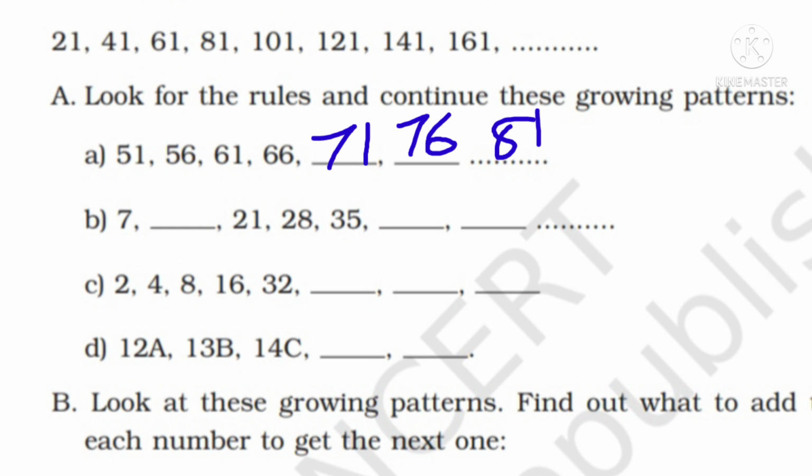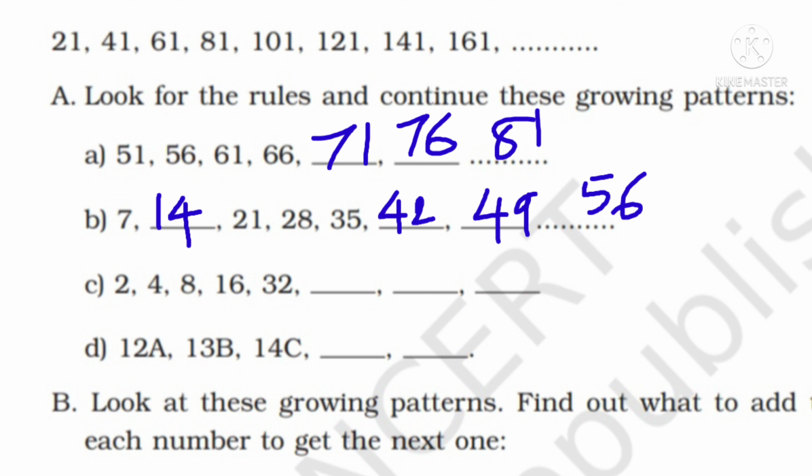7, 14, 21, 28, 35. On seeing this, what can we understand? 7 3s are 21, 7 4s are 28, 7 5s are 35. That means it's the multiplication table of 7. So after 7, what will come? 14. Then 21, 28, 35, then 7 6s are 42, 7 7s are 49, 7 8s are 56.